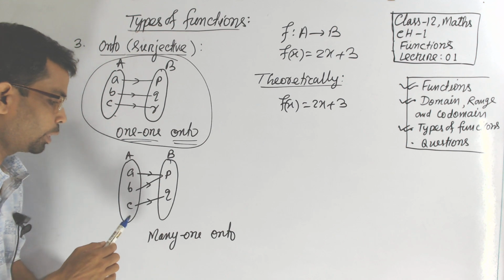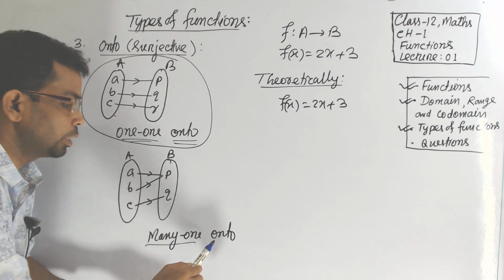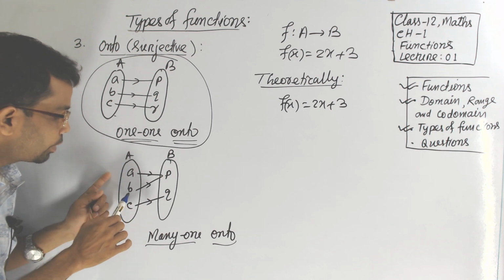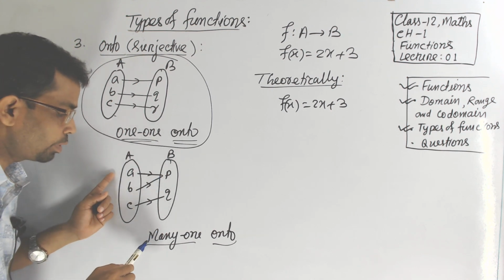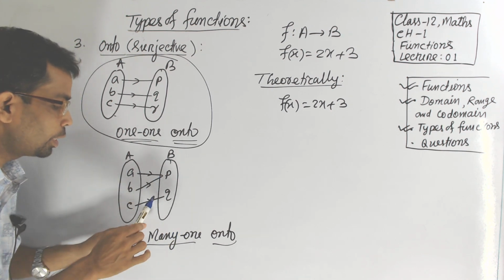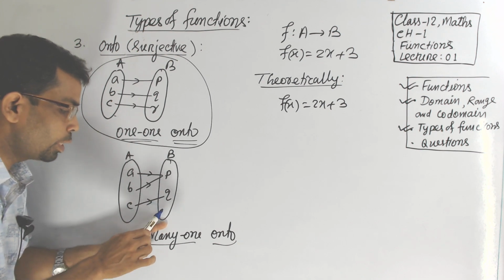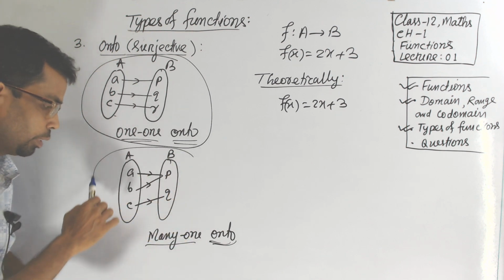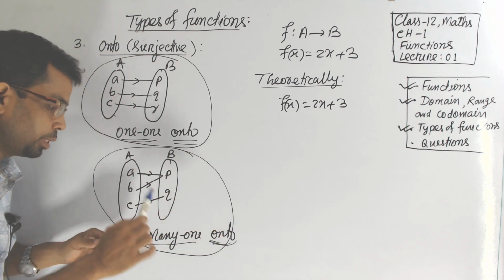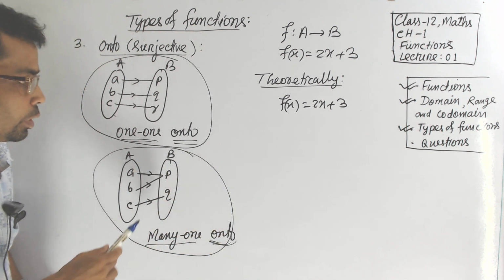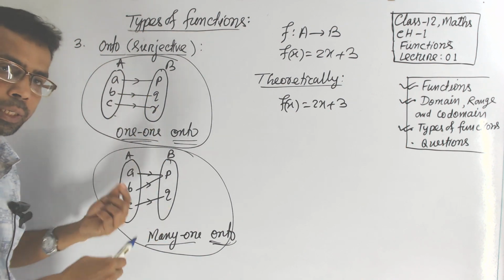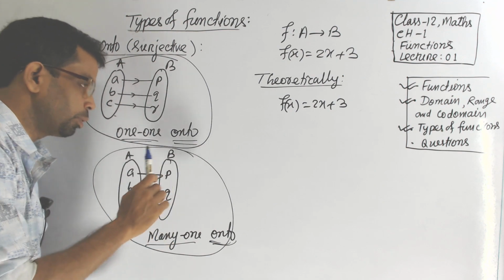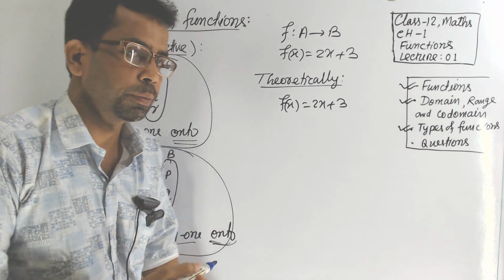Another example is a many-one and onto function. It is many-one because different elements have the same image, and in set B there is no element without a pre-image in A, which makes the function onto. So this second diagram represents a many-one and onto function. This is how we understand the function diagrammatically. It can be 1-1 onto, it can be many-one onto, but theoretically, how do we prove it?